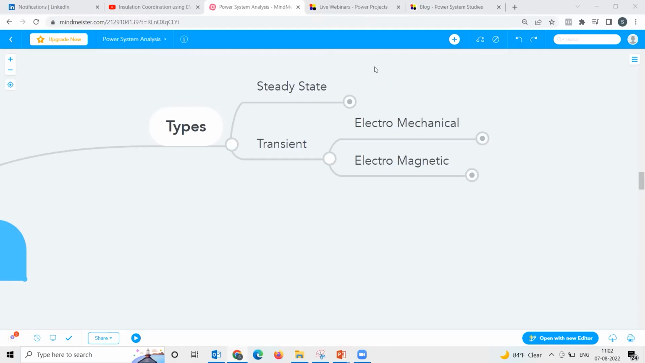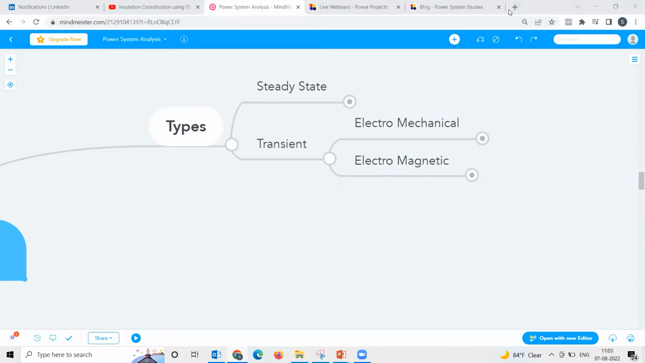There is something called a steady state short circuit and a transient short circuit. If you are using IEC 60909, that's a steady state short circuit. If you are using IEC 61363, then it is a transient short circuit. Ask yourself the question: what's the standard which you have used for a short circuit?